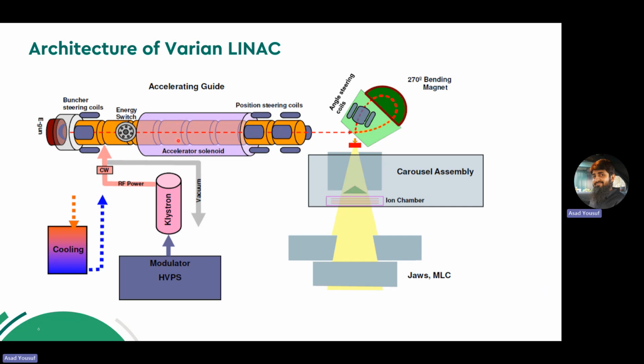Once it gets a certain energy, it moves to the bending magnet. It's a 270-degree bending magnet used. So the low energy and high energy electrons will scatter out and be filtered out, and only the desired beam will pass on through the angle steering coil and hit the target and generate the photons.